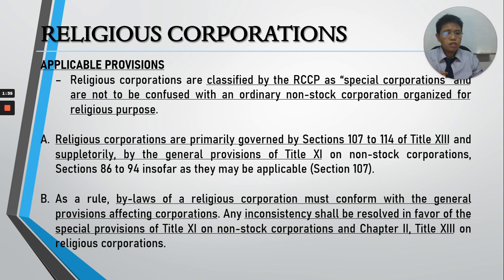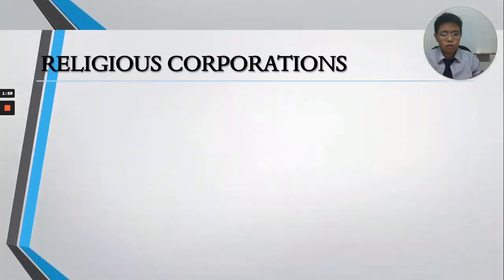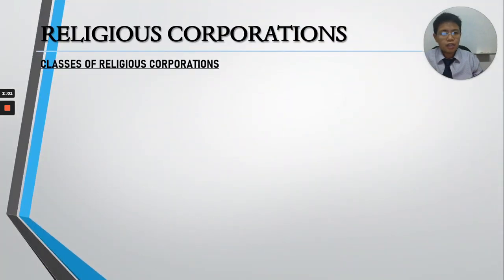If there is inconsistency between the bylaws and the general provisions affecting corporations, it shall be resolved in favor of Title 11 and also Title 13. Ibig sabihin, kung merong conflict between bylaws and yung sa law, yung law will prevail, specifically Titles 11 and also Title 13 on Chapter 2 on religious corporations. Please take note also of the classes of alive.